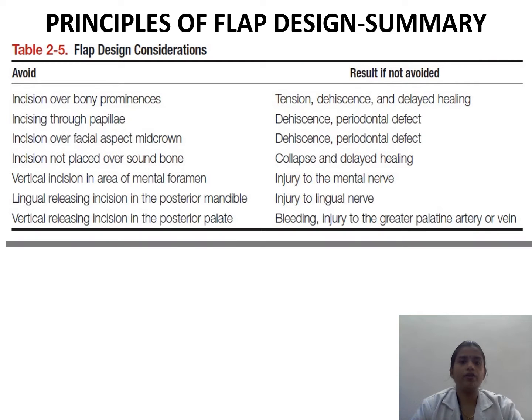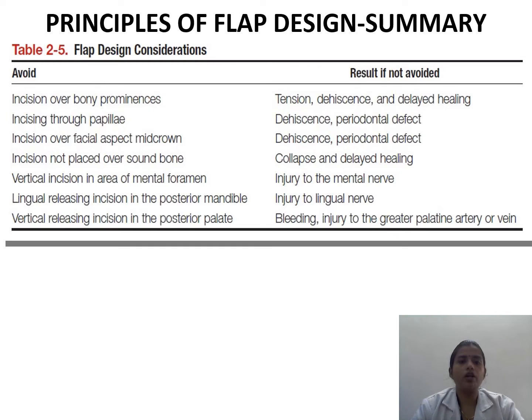This table gives a small description, a summary of flap design considerations. Incision over a bony prominence is to be avoided. If it is not avoided, it may lead to tension, dehiscence and delayed healing. Incising through the papilla will lead to dehiscence and periodontal defect. Similarly, incision over the facial aspect of mid bone will also lead to dehiscence and periodontal defect. Incision not placed over sound bone will lead to collapse and delayed healing.